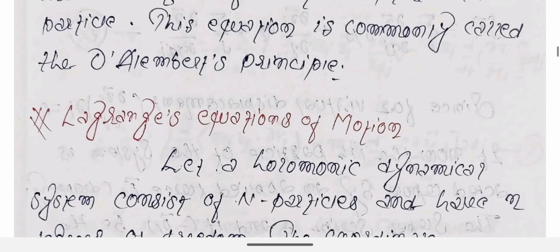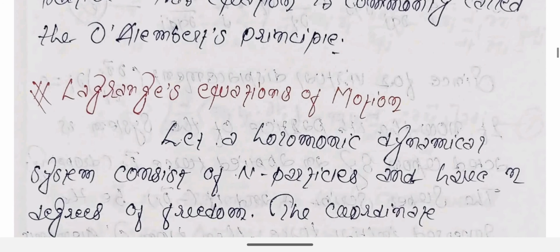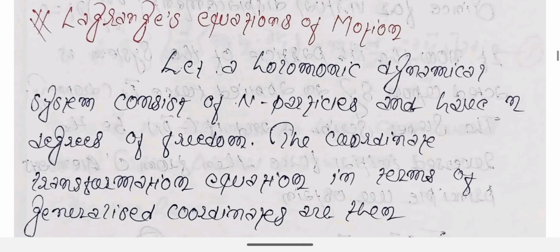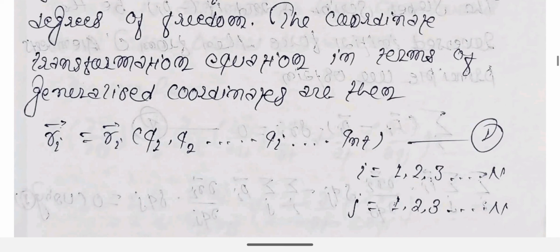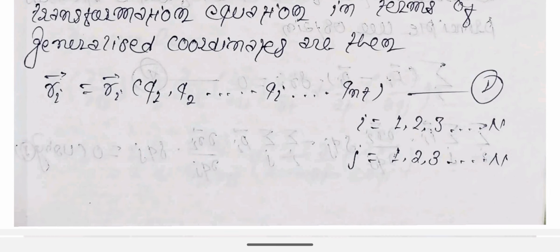And we know, friends, the Lagrangian equation of motion. Let a holonomic dynamical system consist of n particles and have n degrees of freedom. The coordinate transformation equations in terms of generalized coordinates are then Ri vector is equal to Ri vector of q1, q2, ..., qi, ..., qn, t.